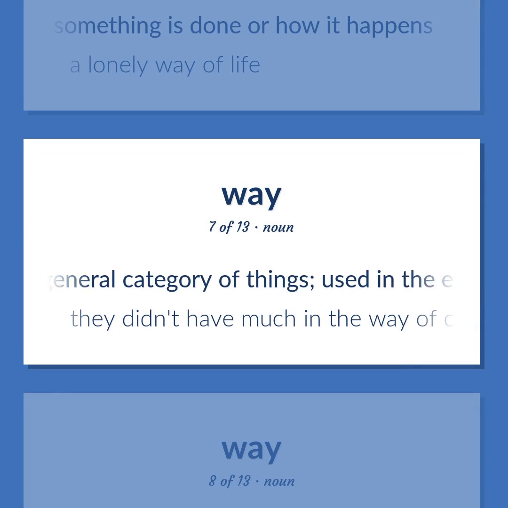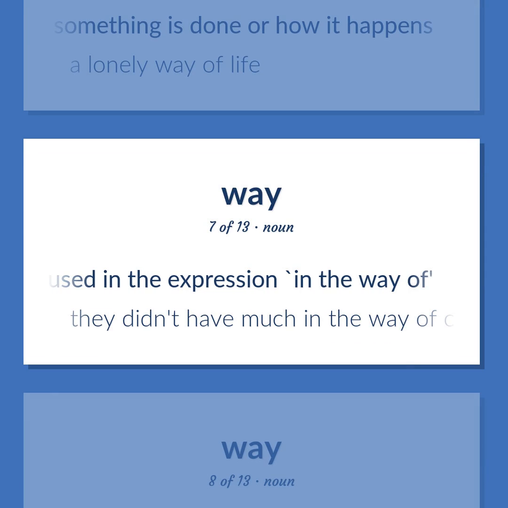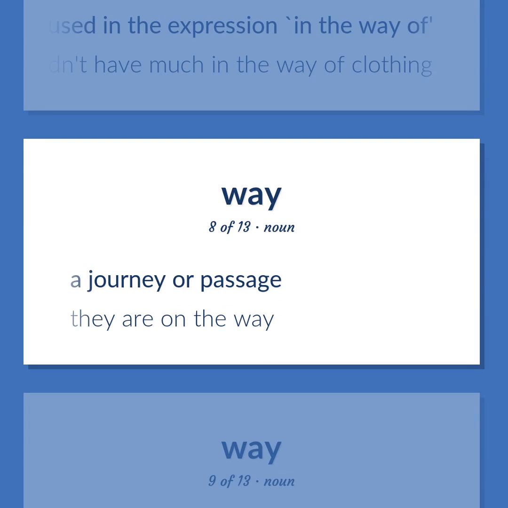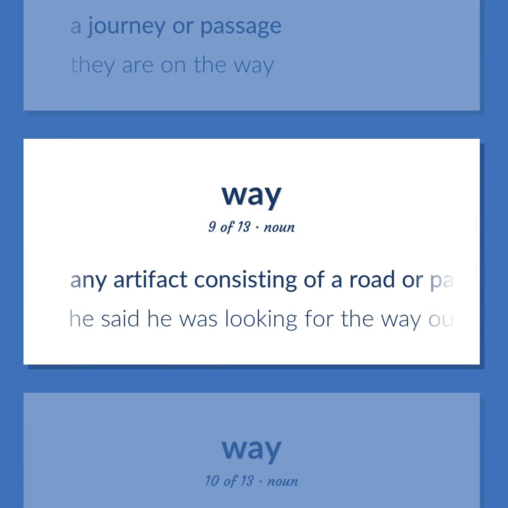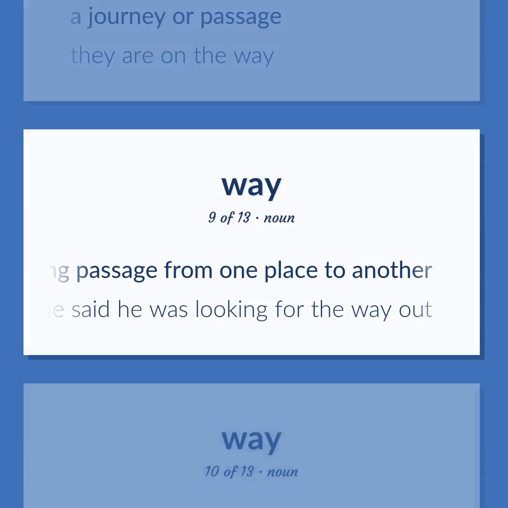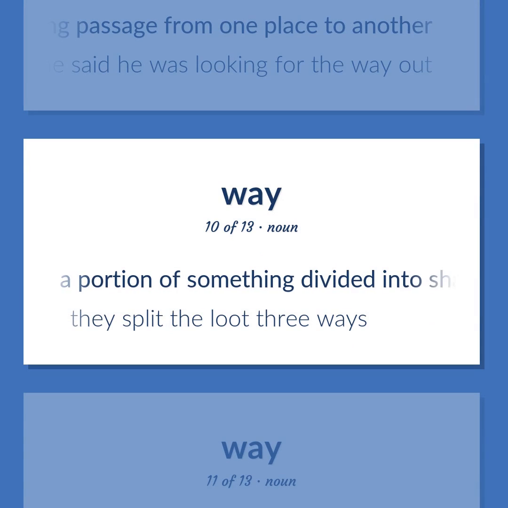A general category of things, used in the expression, in the way of. They didn't have much in the way of clothing. A journey or passage. They are on the way. Any artifact consisting of a road or path affording passage from one place to another. He said he was looking for the way out. A portion of something divided into shares. They split the loot 3 ways.